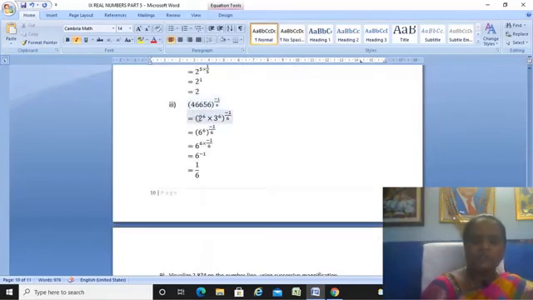Third one, 46,656 whole power minus 1 by 6. Here 46,656 can be written as 2 power 6 into 3 power 6. Prime factorize it and you will get it as 2 power 6 into 3 power 6. Same power is there, so 6 is the power, whole power 6. 2 bases can be multiplied, 2 into 3 is 6 power 6.